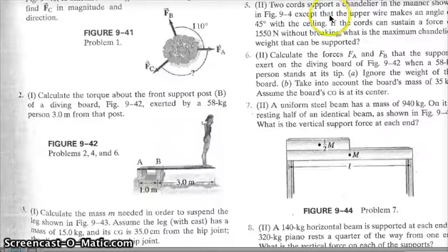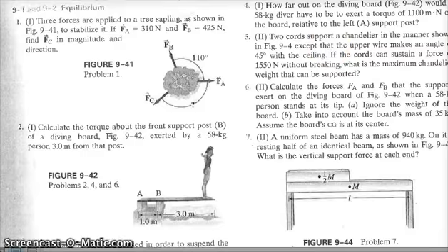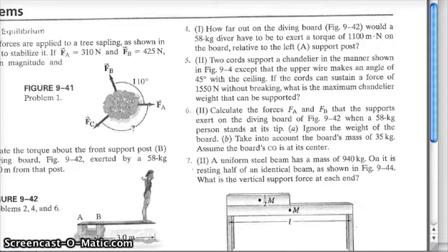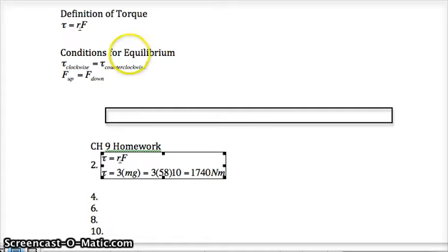Looking at number 4, let me move it so you can see. Number 4 says, how far out on the diving board would a 58 kilogram diver have to be to exert a torque of 1100 meter newtons? So when they say meter newtons, that's the same thing as Newton meters. It's no difference on the board relative to the left support post. So our distance is going to be relative to the left support, but it's the same equation.